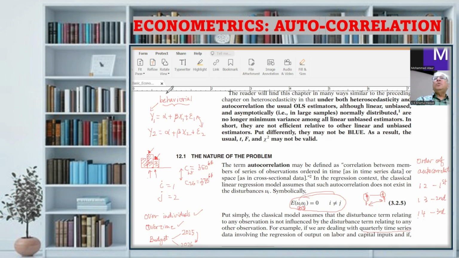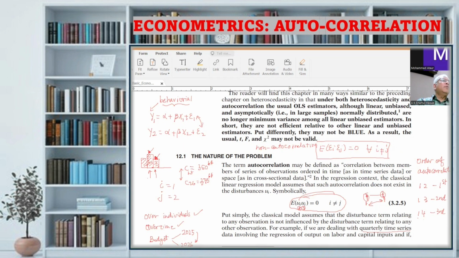So what we assumed initially, our assumption, was that the expectation of epsilon i and epsilon j is 0 for all i not equal to j. If i and j are not the same, we assume this to be equal to 0, which is the assumption of non-autocorrelation. So we assume that the model has to be non-autocorrelated, but in real life there are many data which are correlated.